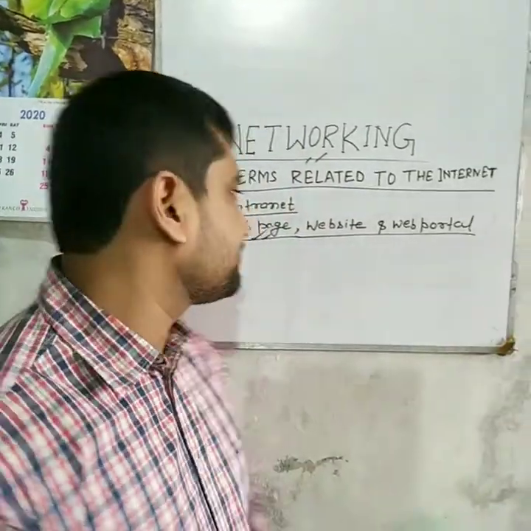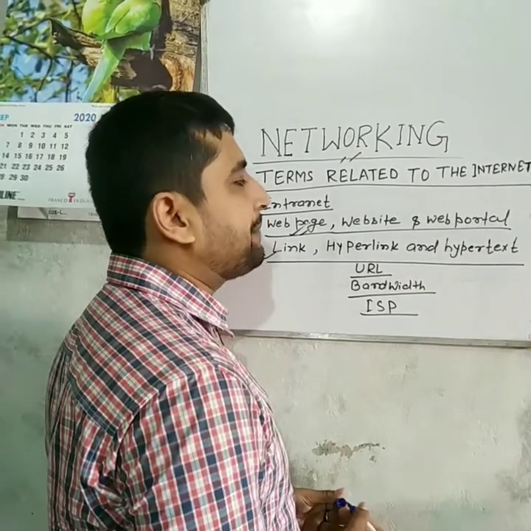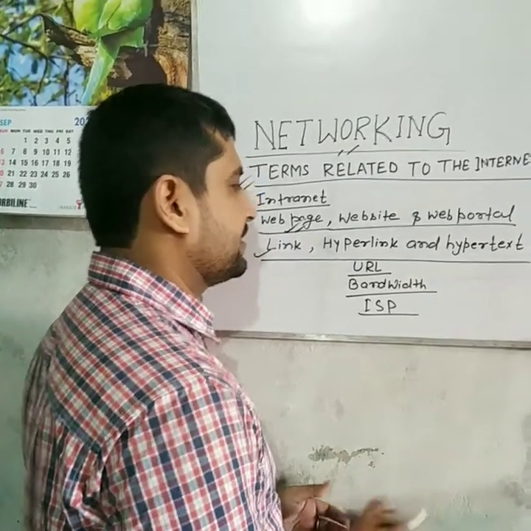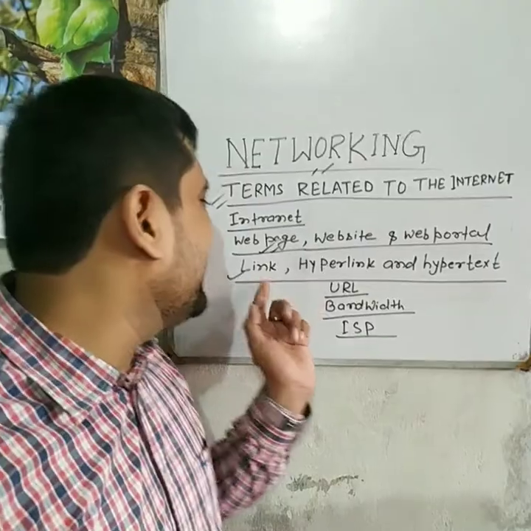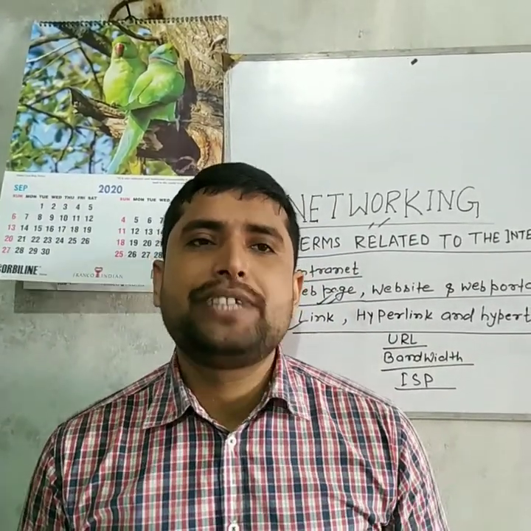Right now, let's see. Link, hyperlink, and hypertext. Firstly, link, then hyperlink, and hypertext. A link is a connection from one word, picture, or other objects to another. A link is selected by clicking on it.